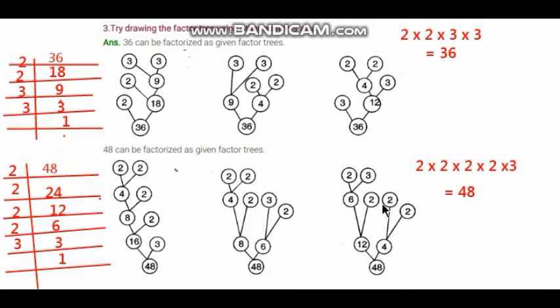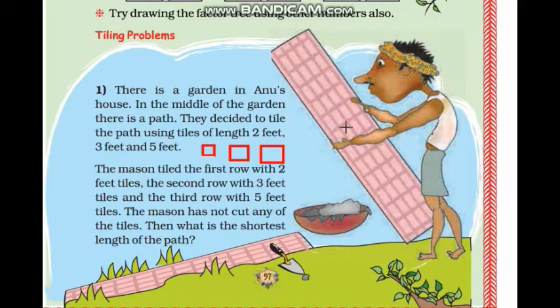These 3 are prime factors, so no need to split, and 6 is 3 2s are 6. So 2 into 3 into 2 into 2 into 2. That means 2 2s are 4, 2 4s are 8, 3 8s are 24, 2 24s are 48. In this way we can draw a factor tree for different numbers.